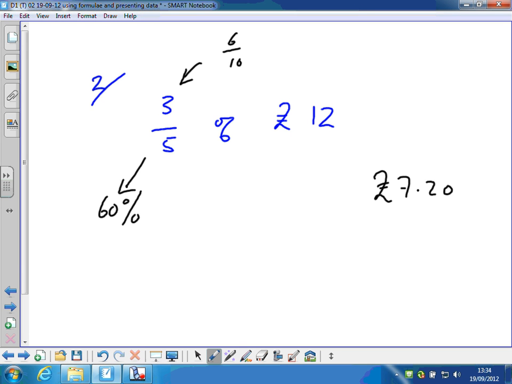Anybody do it differently? Yep. Right, divide by 5 and times by 3. Yeah, how did you divide by 5? Right. Okay, so you actually did almost the same thing, didn't you, to divide by 5, yeah? That's a nice trick to divide by 5: divide by 10, and then double it. Okay, good.